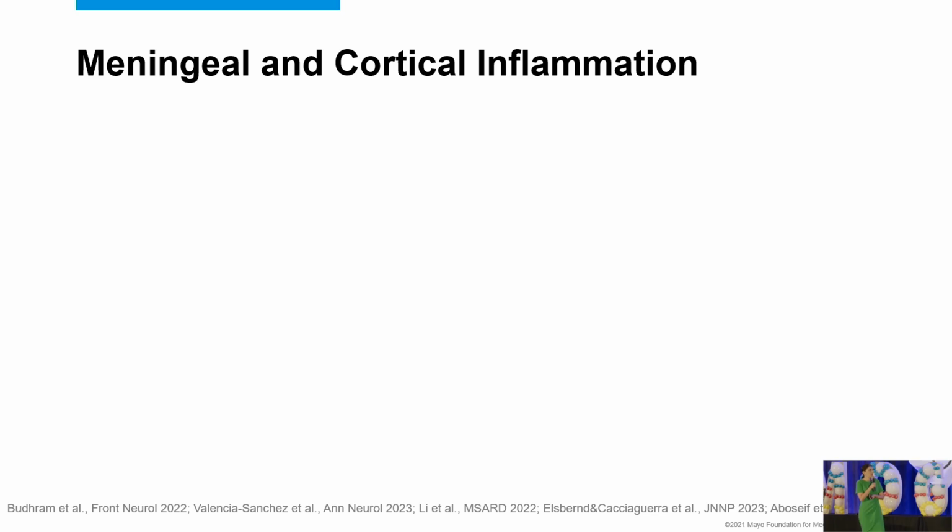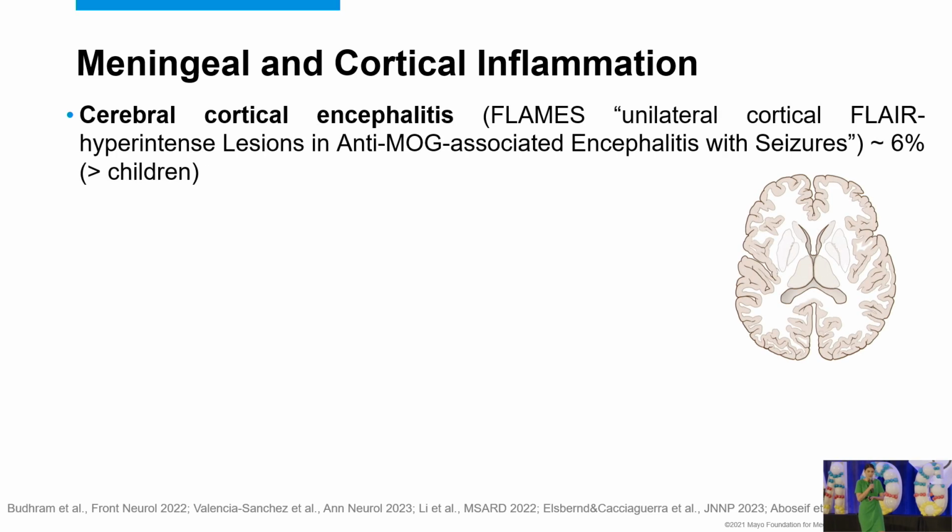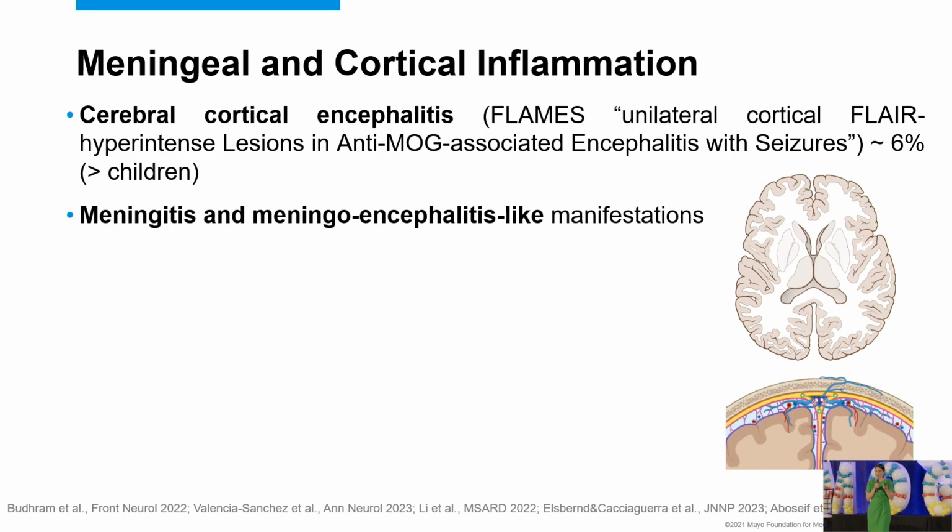We can also have, we said, meningeal and cortical inflammation. So the cortex is the outermost part. This type of manifestation was very recently coded in medical language. We used to call that FLAMES. It's an acronym for what we see. Now we use the term cerebral cortical encephalitis. It doesn't make much of a difference. This just means that we have an inflammation that mainly involves the cortex, so the outermost part of the brain. We can also have an inflammation of the membranes around the brain, as we heard, so meningitis or meningoencephalitis.